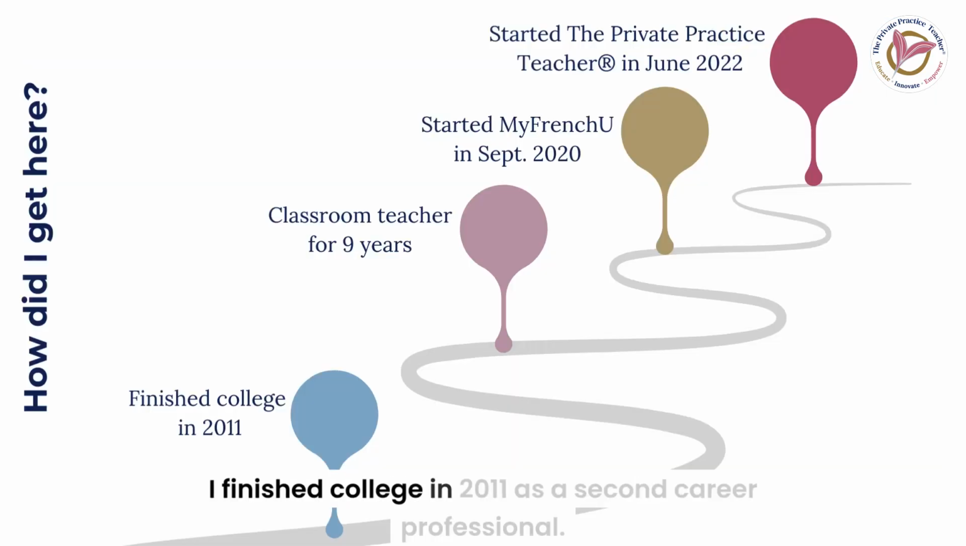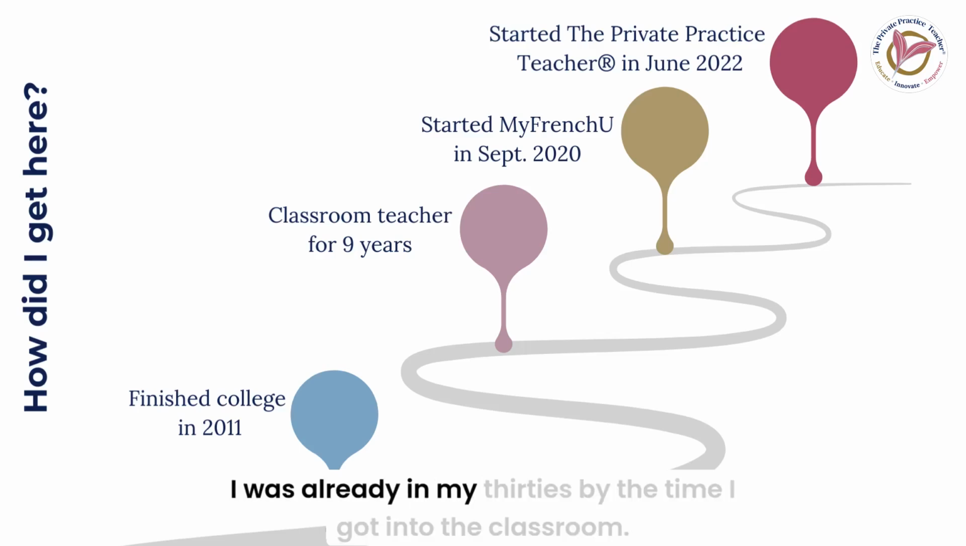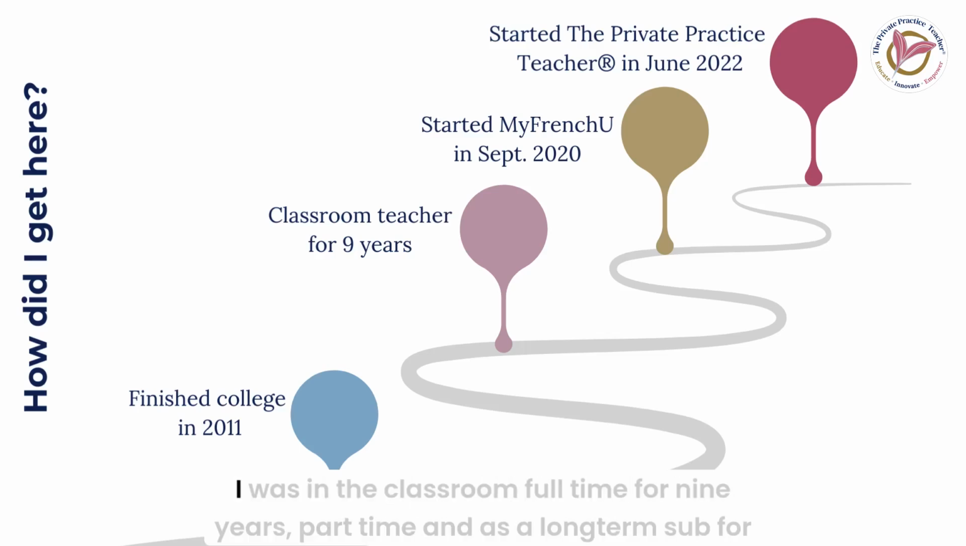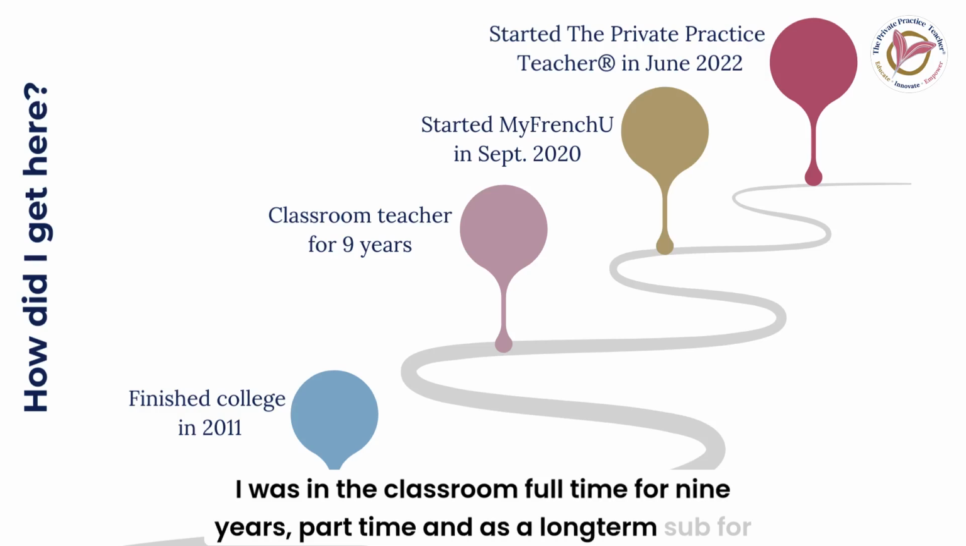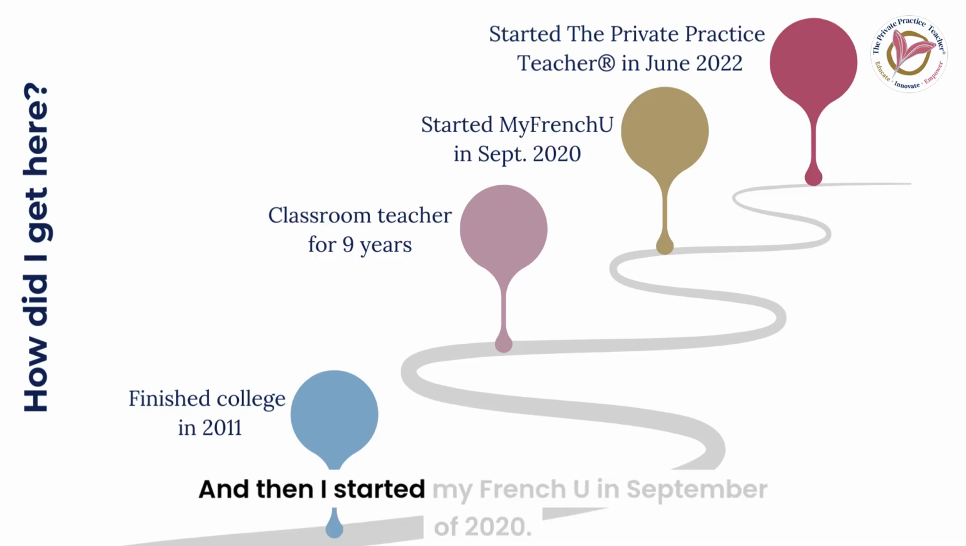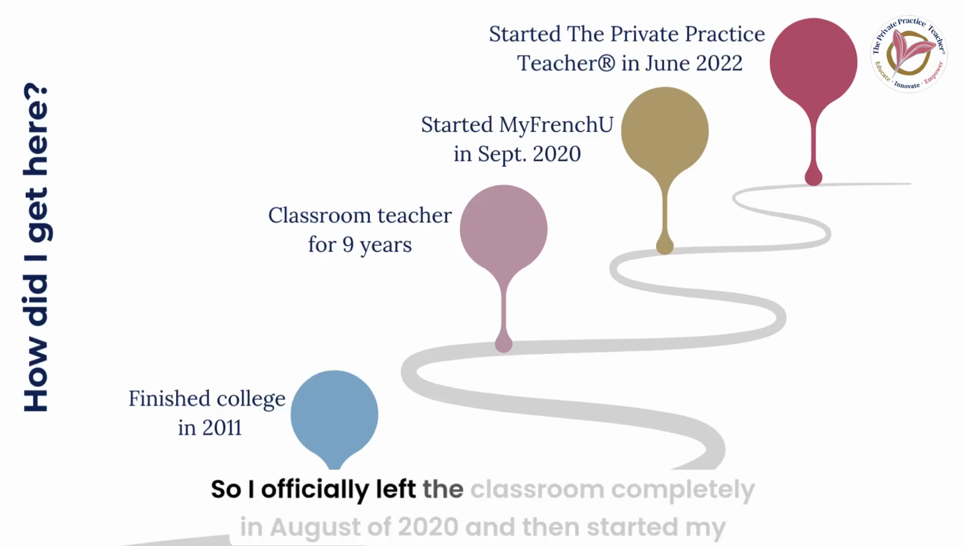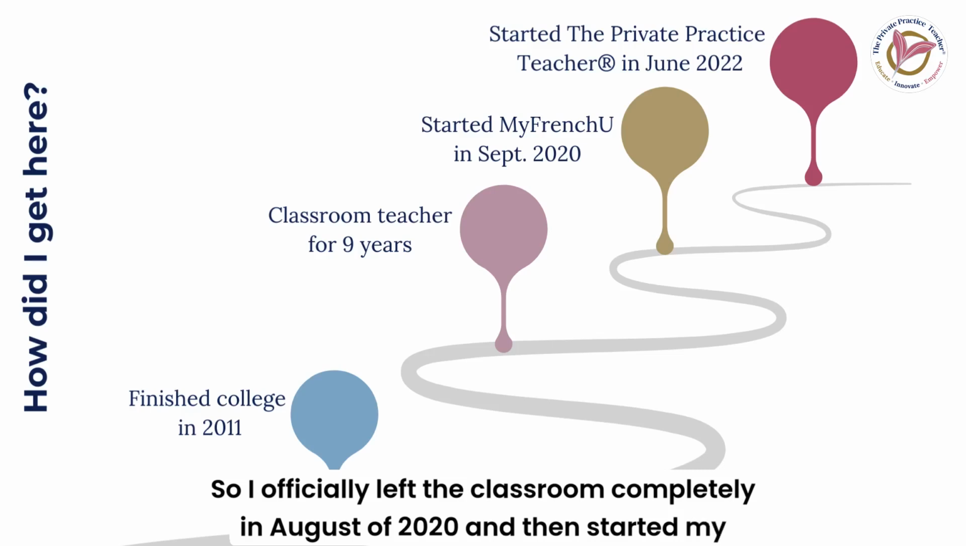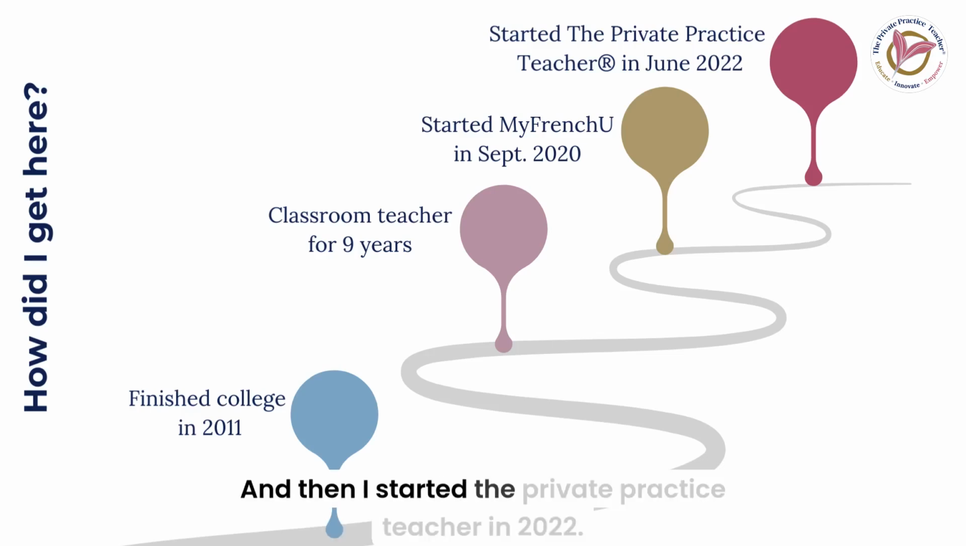I finished college in 2011 as a second career professional. I was already in my 30s by the time I got into the classroom. I was in the classroom full-time for 9 years, part-time, and as a long-term sub for another year. And then I started my French U in September of 2020. So I officially left the classroom completely in August of 2020 and then started my business. And then I started the private practice teacher in 2022.